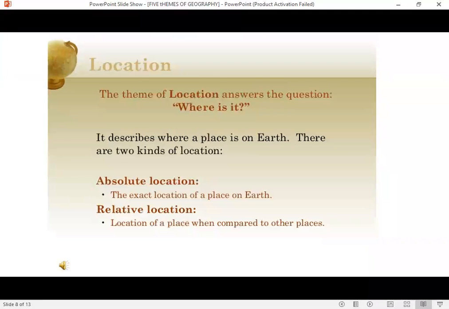Now, location. We have region, we have place, and we have location. So pay clear attention to the difference between the three. We already discussed region, and we said that region is an area that is general, okay? And we divided it according to characteristics. Now, what is the difference between region and location?